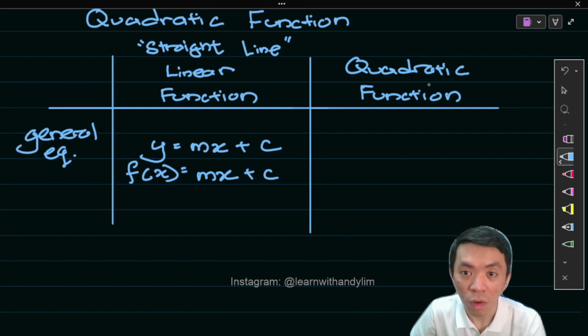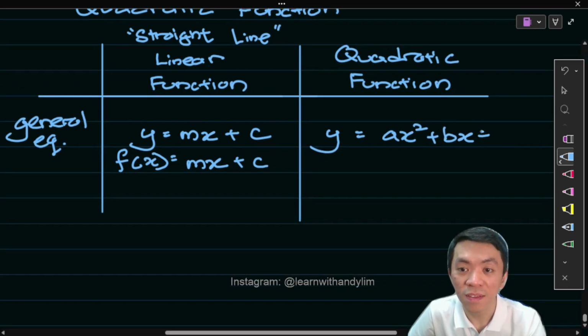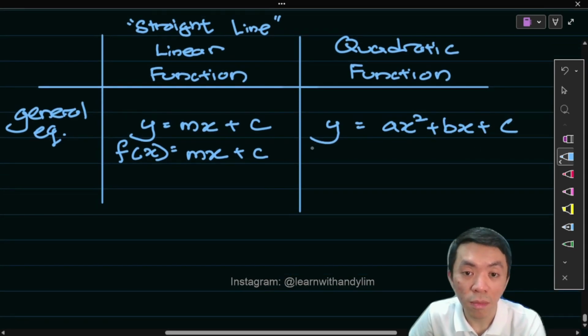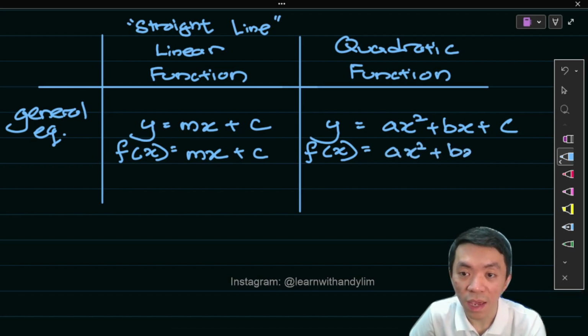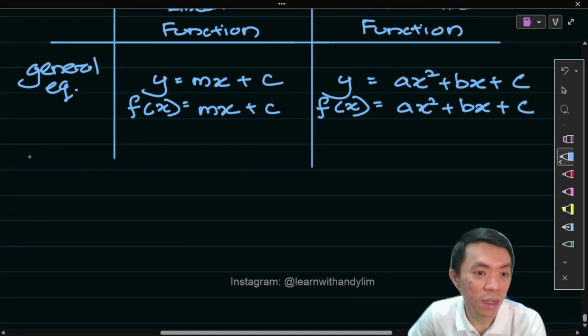However, for quadratic function, I do not have y equal to mx plus c. I have y equal to ax squared plus bx plus c. It can also be written as f of x equal to ax squared plus bx plus c. If I were to draw it out, what does it look like?